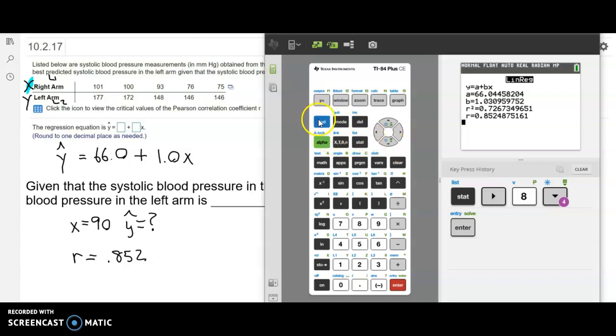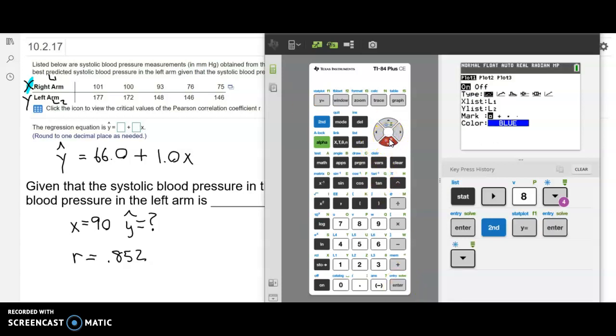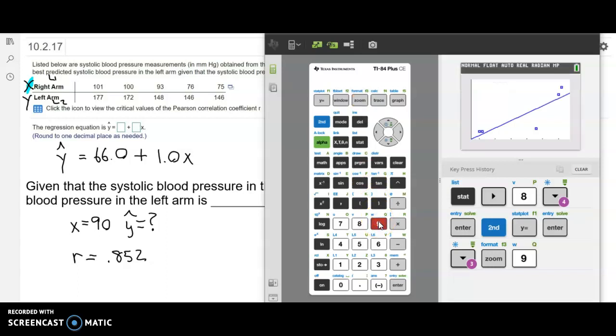Now to get a graph of our data, we're going to go second, stat plot, and make sure your first stat plot is on. If it isn't, make sure that the scatter plot picture is highlighted with list 1 and list 2, and then go ahead and press zoom 9. What zoom 9 does is it gives you a good window. Now we don't have a lot of data, so it's kind of hard to tell if it's really a great linear fit, but it does appear that as x increases, y increases, so that supports a positive correlation, and R is 0.852.